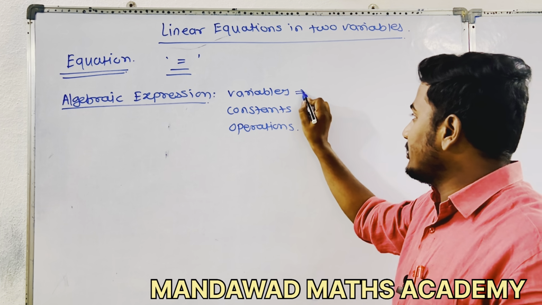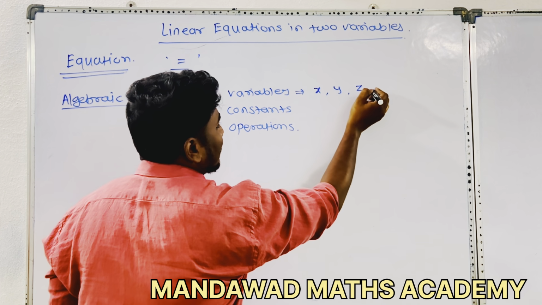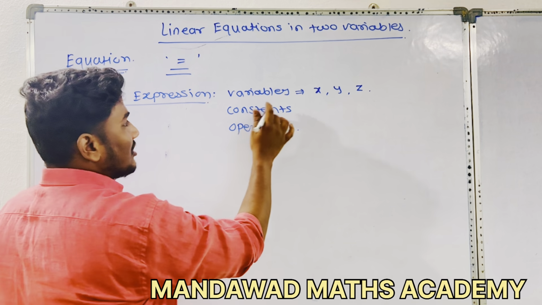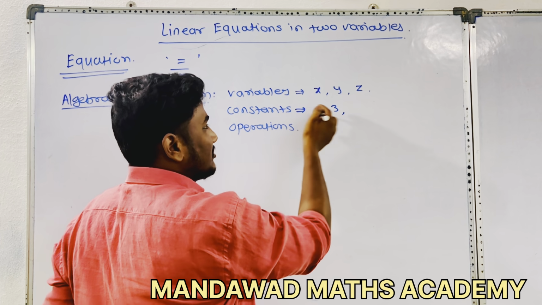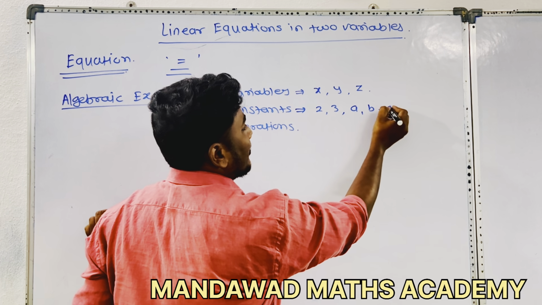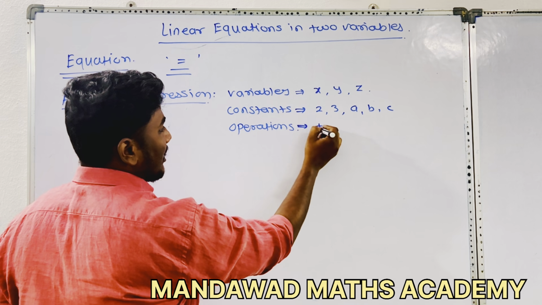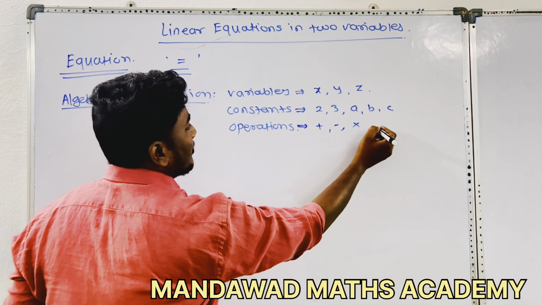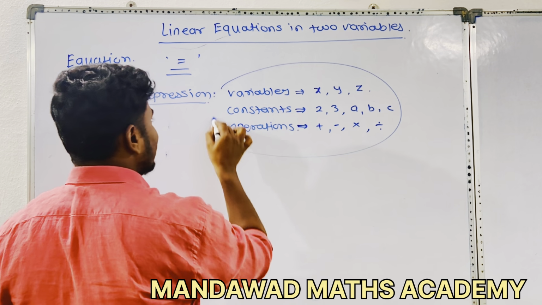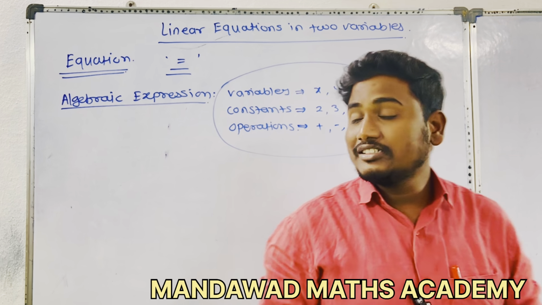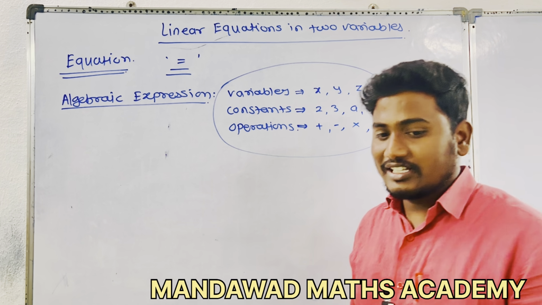So what are the variables? Variables are generally denoted by x, y, z like that. Next, constants are numbers like 2, 3. We can denote them in standard form: small a, small b, small c are the constants. What are the operations? Addition, subtraction, multiplication, division. So the combination of variables, constants and operations is called an algebraic expression.